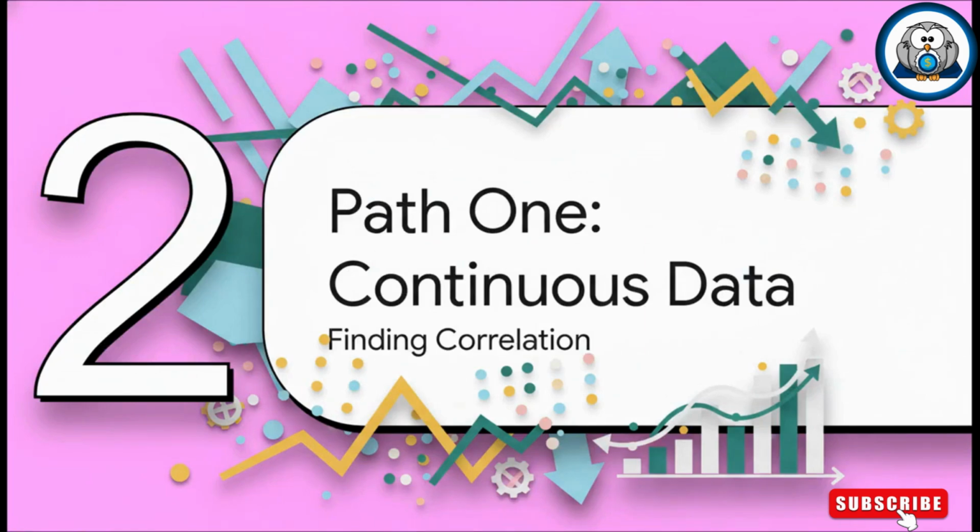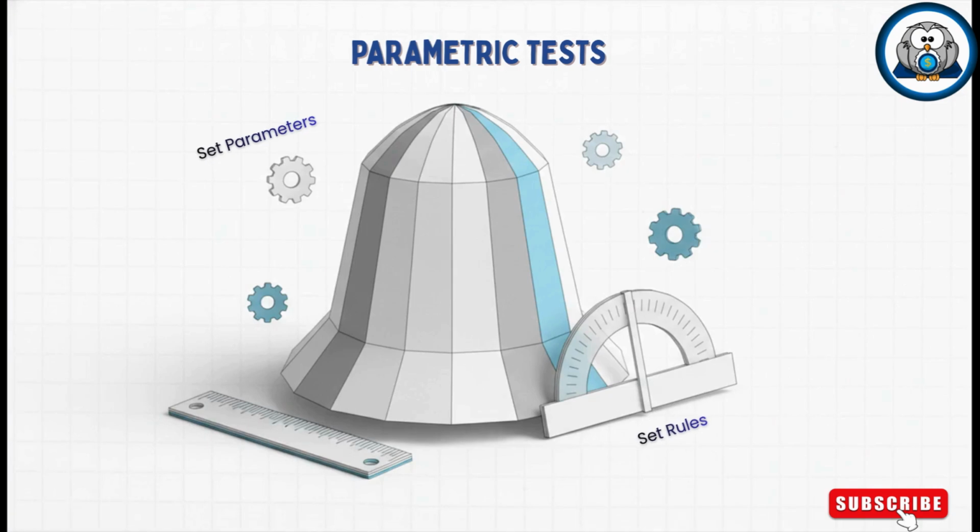Okay, so let's head down path 1. This is the one we take when we're dealing with all those numbers. And what we're trying to do here is measure the relationship between two sets of that data. In the world of finance, we have a name for that. We're looking for correlation. So for this job, the standard tool we pull out of the toolbox is something called a parametric test.